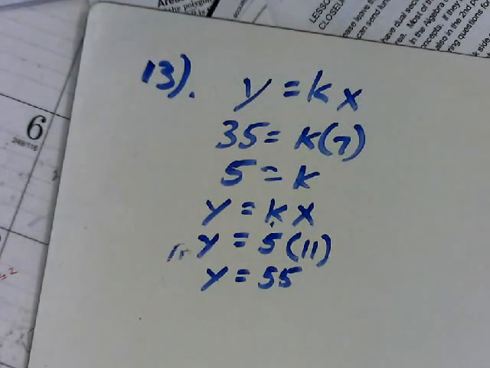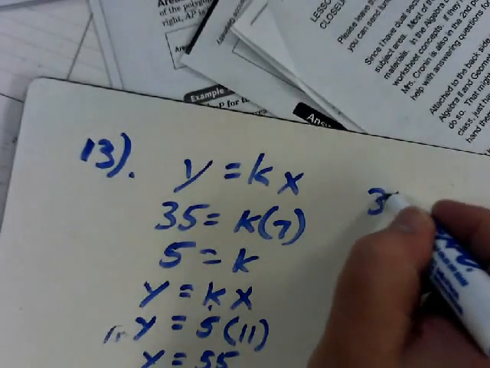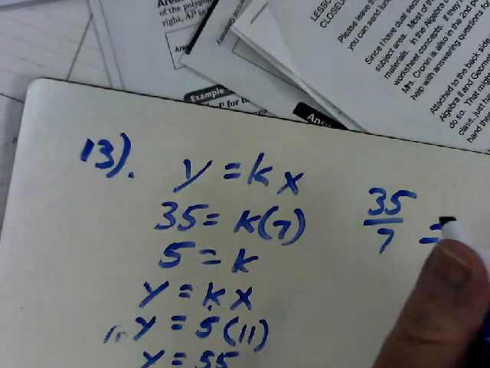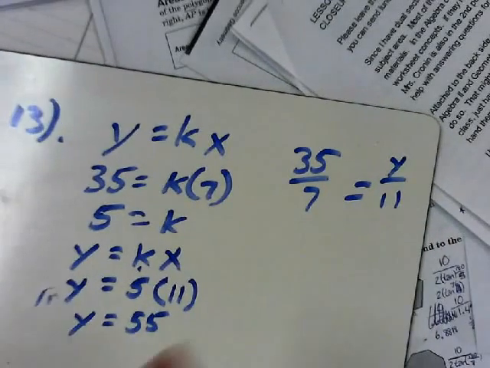Okay, I got that same answer, but I did it differently. How did you do it? I set up two fractions and set them equal. So you went 35 over 7 equals y over 11. Yeah. And I just cross multiplied: 7 y equals 35 times 11.